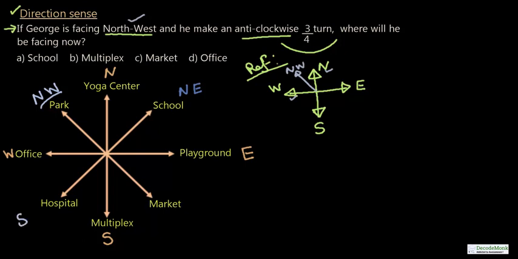Hospital is in southwest. It's in between south and west. So with respect to this particular point we are talking. Similarly, market is in the southeast direction. Please try to understand these directions also. This understanding is very important for solving such questions. So it's telling that George is facing northwest. That means George is facing basically park, and he makes an anti-clockwise 3 by 4 turn.